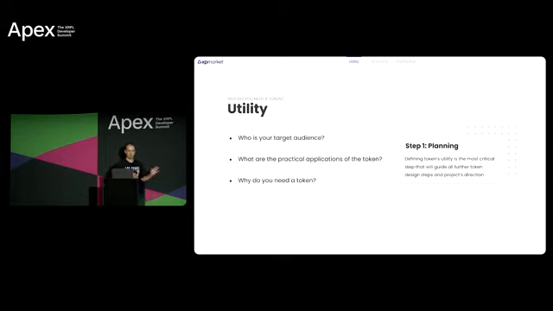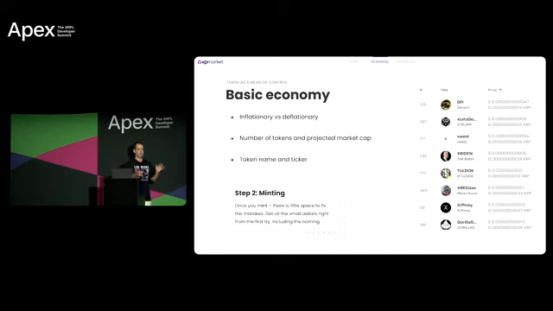Once you figured out that, yes, you need a token, you know what you're going to do with it, and you're sure that it's a good way for you, we need to figure out some basic economics at this stage. So what do I mean by basic economics? So first of all, inflationary or deflationary.